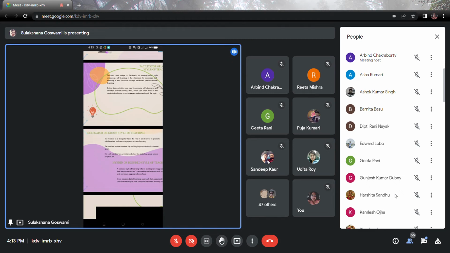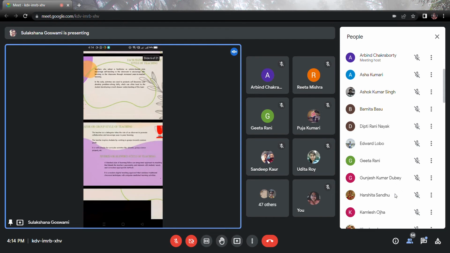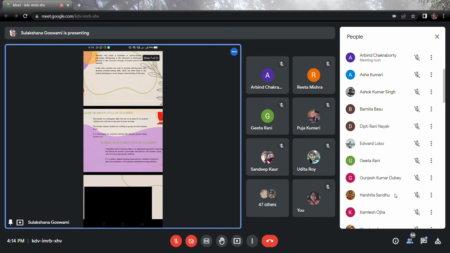The advantage of this teaching strategy is that students feel their independence and freedom of choice. On the other hand, some people may criticize it because it influences the teacher's authority. Last, the hybrid or the modern blended style of teaching. This is the fifth style of teaching.